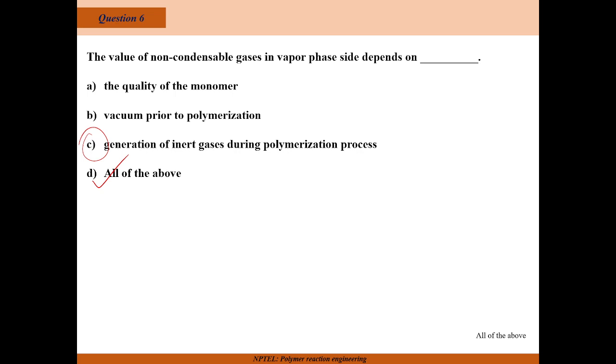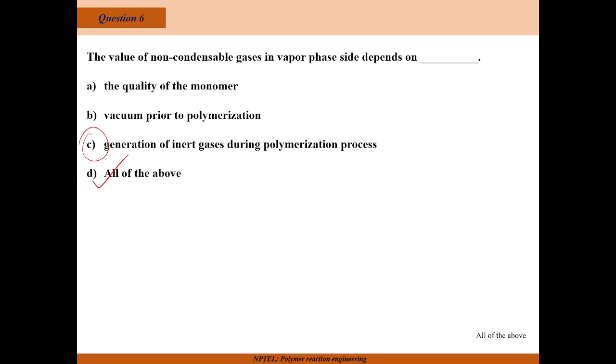Yes, sir. So actually, all related to suspension polymerization. In this polymerization, the value of non-condensable gases in the vapor phase depends on all of the above. So actually, the points which are given: the quality of the monomer, and vacuum prior to polymerization. Can you explain how these are related to that?